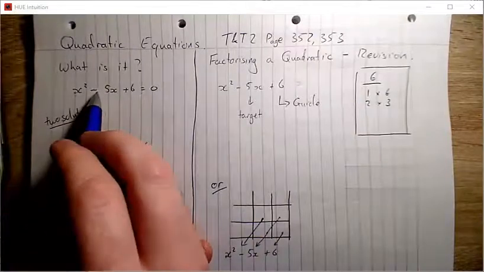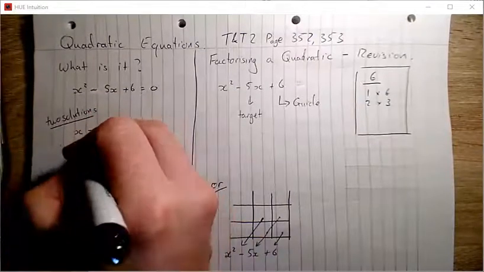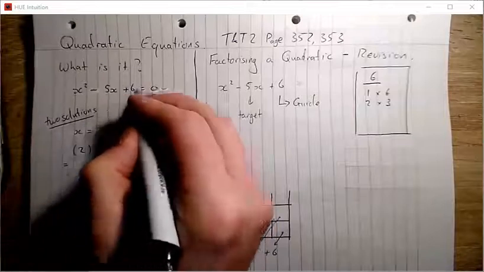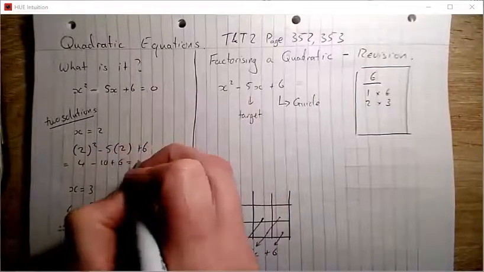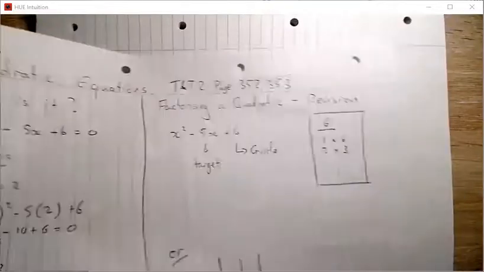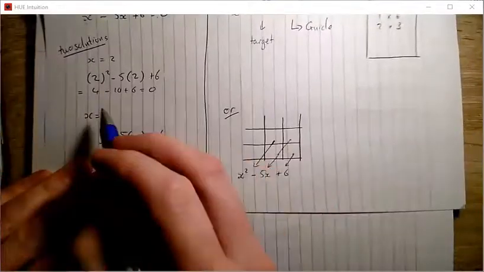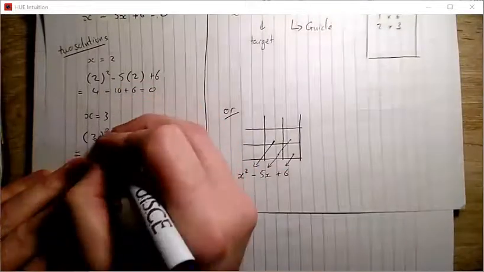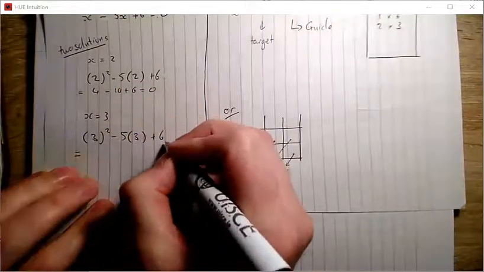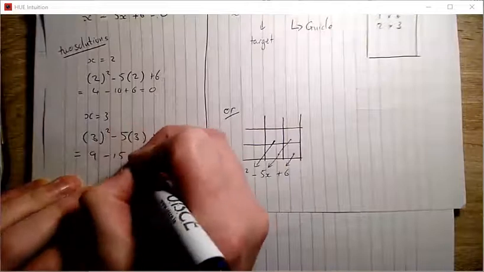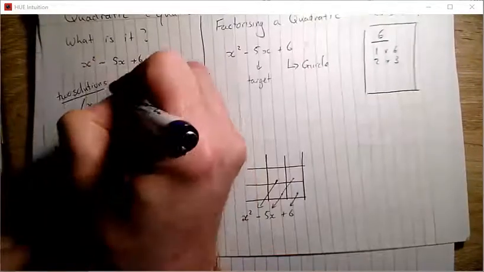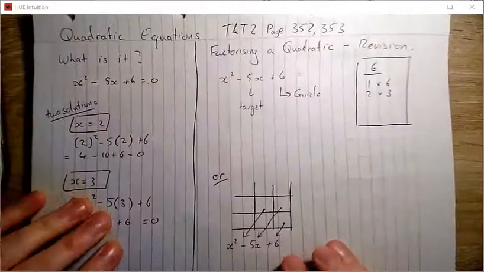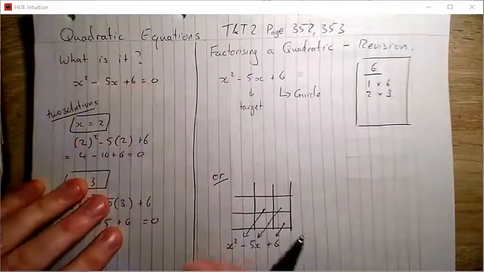So this one, for example, 2 is an answer because 2 squared minus 5 times 2 plus 6 is the same as 4 take away 10 plus 6, which is 0. Or 3 is also a solution. If you plug in 3 squared, take away 5 times 3 plus 6, you get 9 minus 15 plus 6, and that's 0 as well. So quadratic equations usually have two solutions and have an x squared term in them.